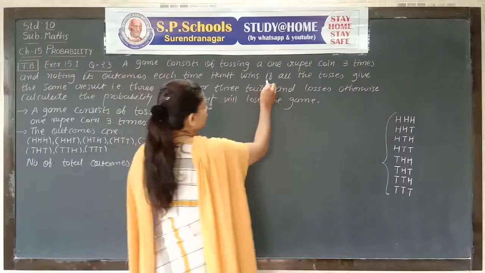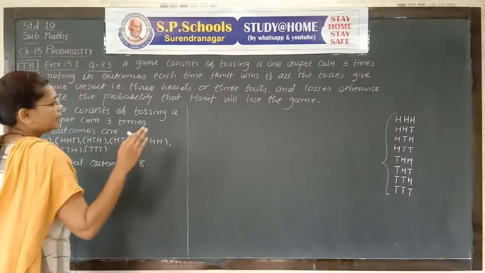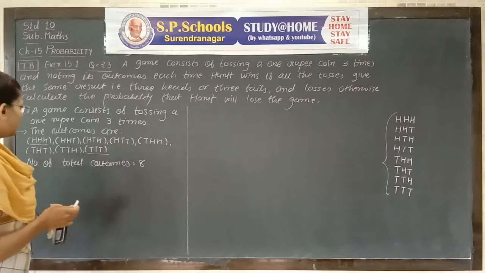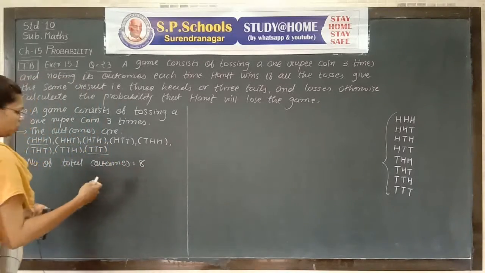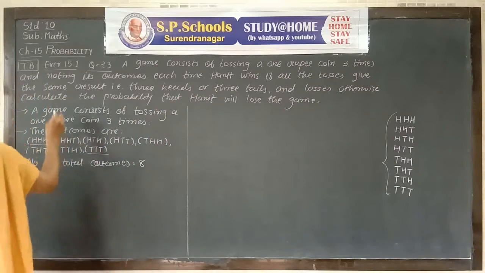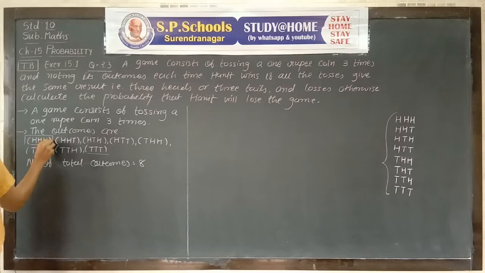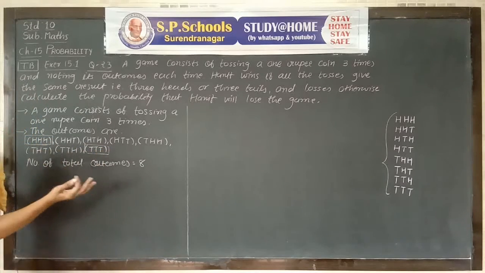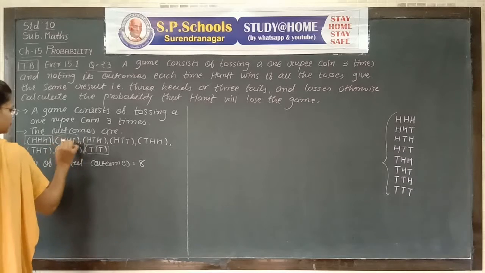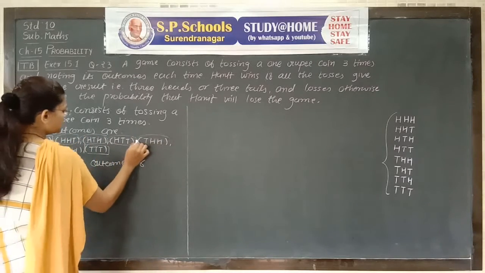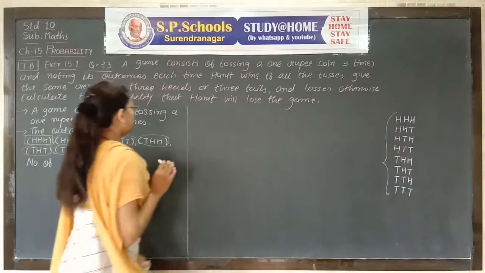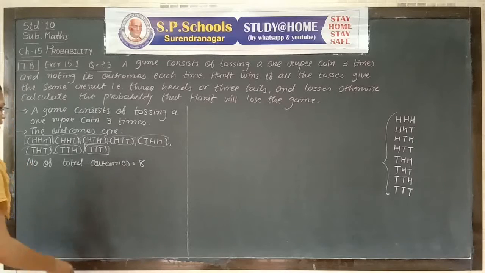There is one and only one probability we need to find. It says that Hanif wins if all the tosses give the same result. HHH and TTT. If we obtain HHH on 3 coins or TTT on 3 coins, then Hanif will win this game, and loses otherwise. Otherwise means what? HHH and TTT, if obtained, then he will win. Another HHT, HTH, HTT, THH, THT and TTH. In these outcomes, he will lose the game. We need to find the probability that Hanif will lose the game.